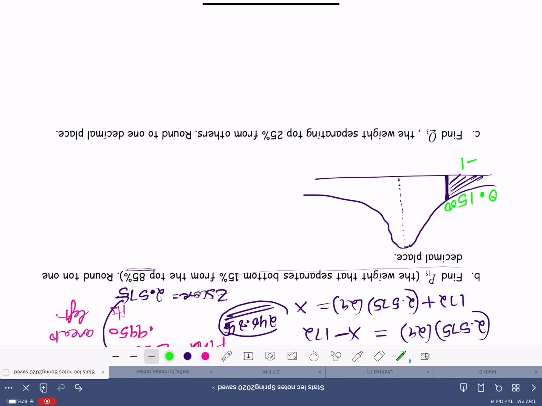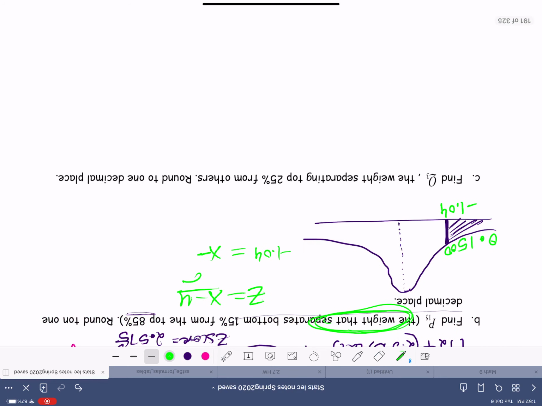So my z-score is negative 1.04, and I'm looking for the weight, not the z-score. So I have to find the actual weight by using the z-score formula, x minus mu over sigma. And what is the z here? Negative 1.04, x minus the mu is 172, divided by standard deviation, which is 29. Let's go ahead and solve it.